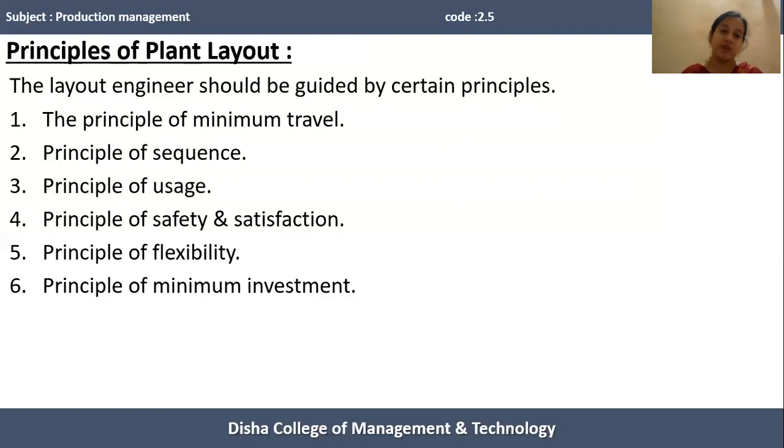The last one is the principle of minimum investment. He has to design the layout of the plant in such a way that it can be done with minimum investment and provides maximum operating benefit to the organization. If the investment in layout is minimum, then it reduces the cost of production, which means the total cost of production decreases, and the objective of the production department and the overall objective of the organization can be achieved. So this is all about the principles and factors that affect plant layout.